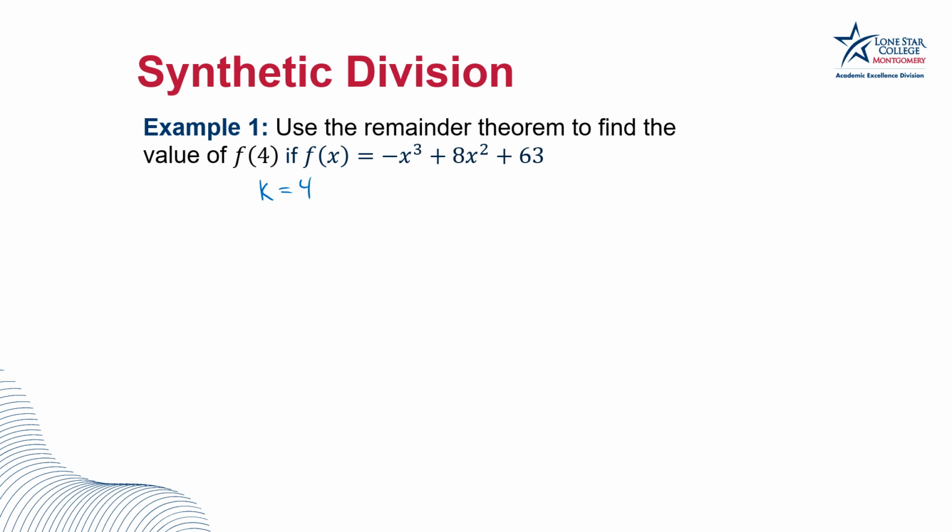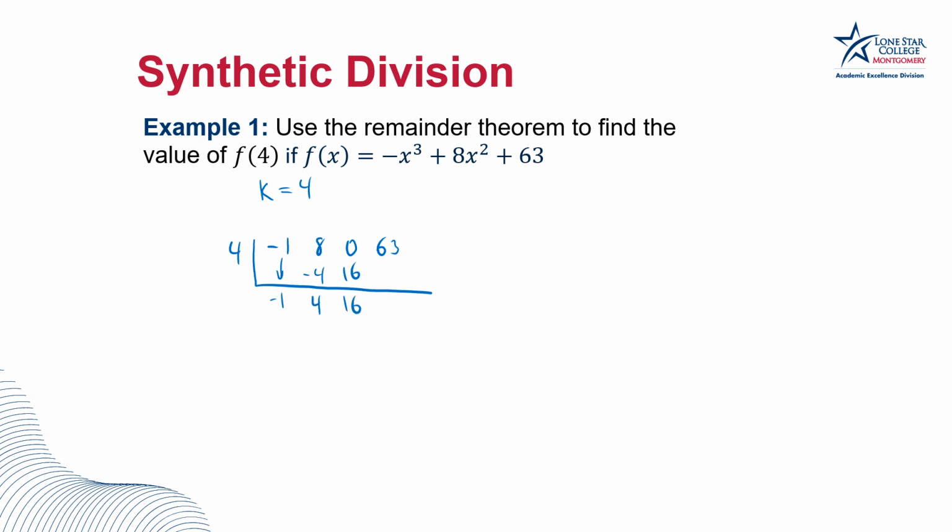So we write 4 on the outside, and our insides are the coefficients. We have a negative x cubed, so that's negative 1, then 8 for the x squared. But we're missing an x term, so just like before, we add a 0, and then 63 at the end. So go through the process of synthetic division: bring the negative 1 down. 4 times negative 1 is negative 4. 8 minus 4 is 4. 4 times 4 is 16. And then 0 plus 16 is 16.